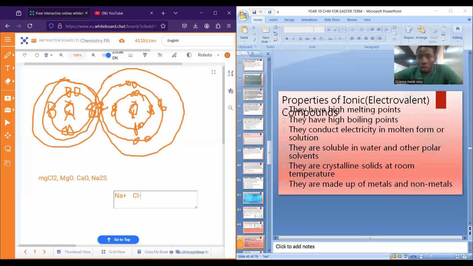So they are also soluble in water. Why are they soluble in water? Because they are polar. They break into ions, Na plus and Cl minus. So they dissolve in water because they are ionic. And they are crystalline solids at room temperature. And they are made up of metals and non-metals, as I have told you before.